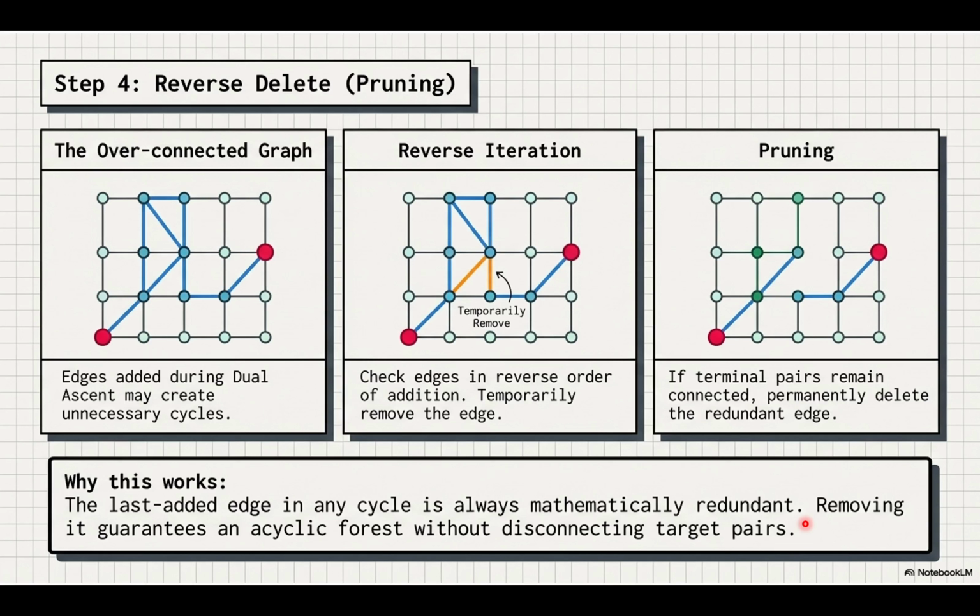If you iterate through your edges in reverse order of addition, you are mathematically guaranteed to strike that redundant final piece of the cycle first. That is so smart. By ripping it out immediately, you break the loop before you even evaluate the older foundational edges. Yes, going in reverse guarantees you resolve into a strictly acyclic forest, a forest with 0 loops. And you do it without ever accidentally severing the crucial paths your target pairs rely on. Man, that is elegant.